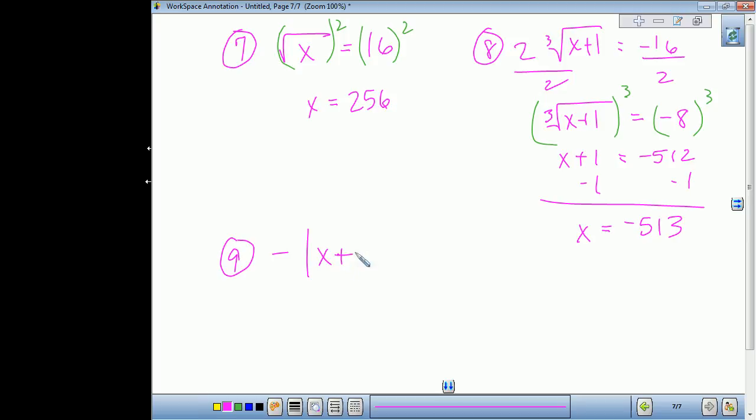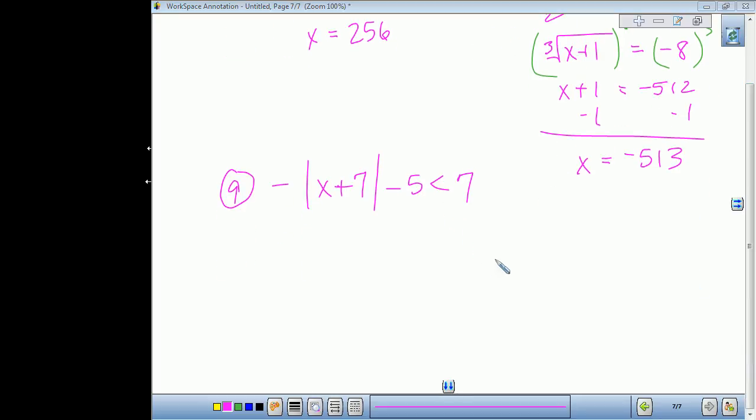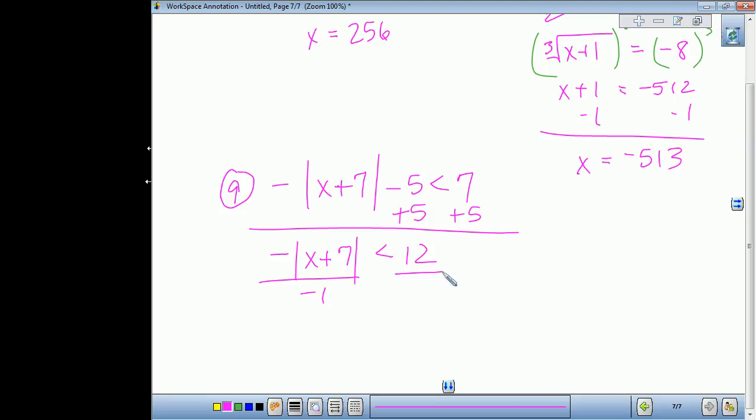Okay, this is a good one because it's got more things involved, and it's an absolute value inequality. So we have to have our answer written 3 ways: as an inequality, as a graph, and as an interval. So we'll add the 5, and we get the opposite of the absolute value of x plus 7 is less than 12. So then we divide by negative 1.